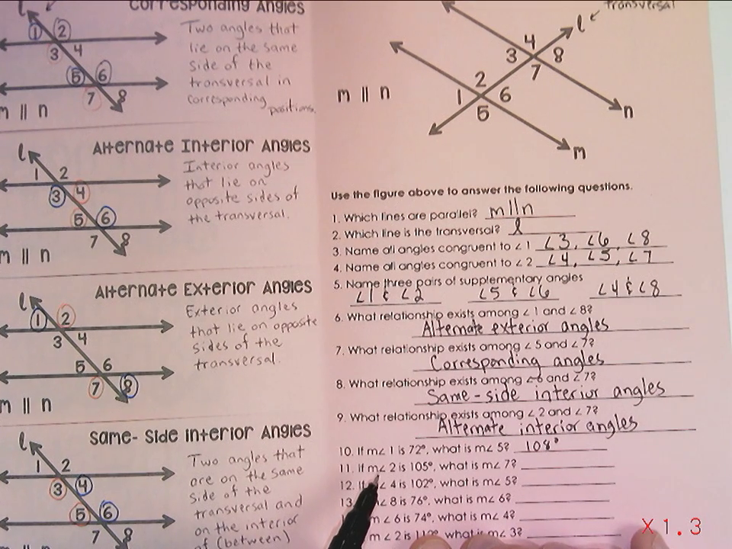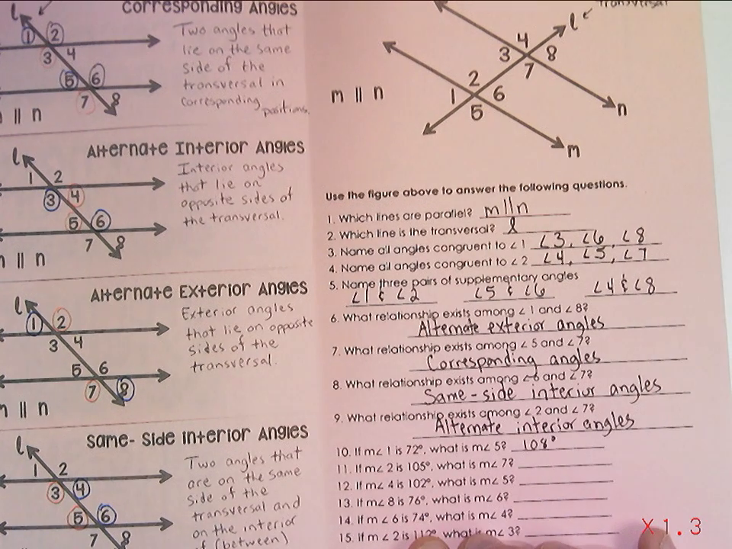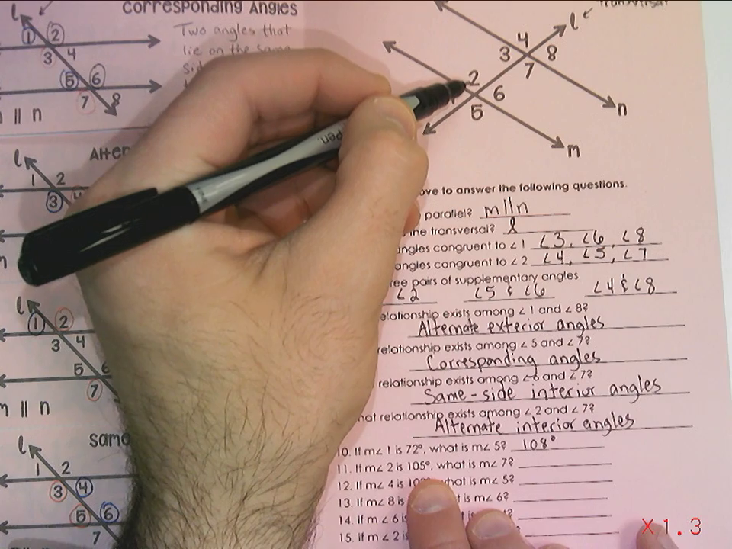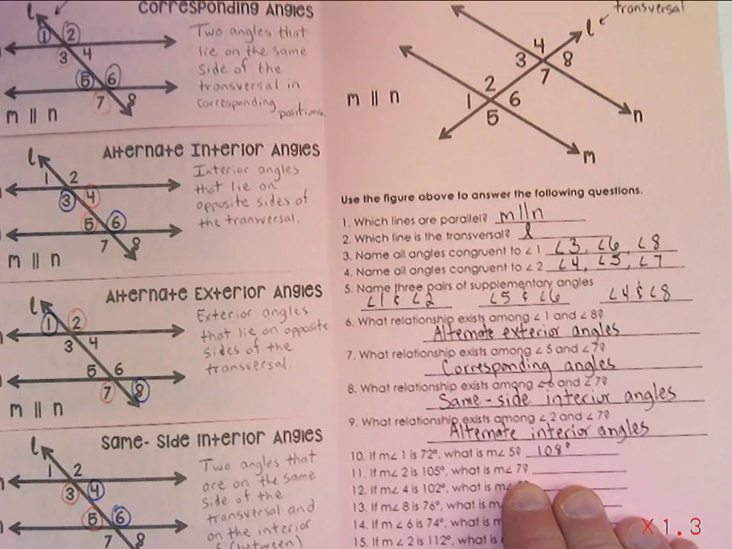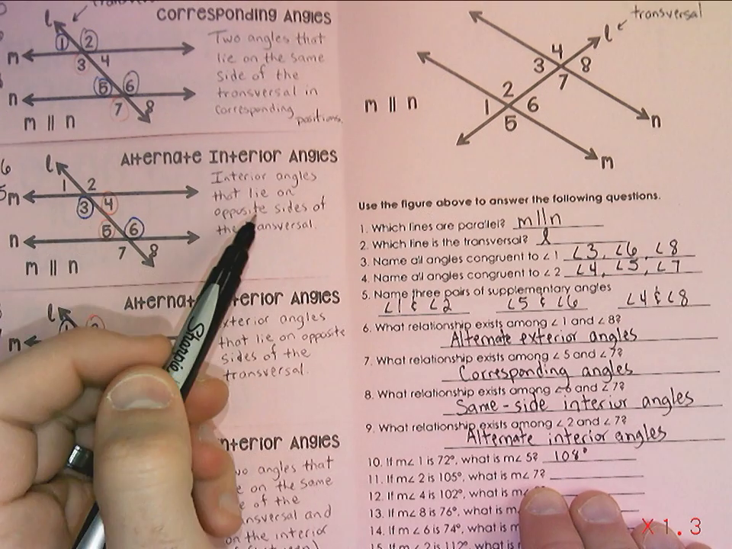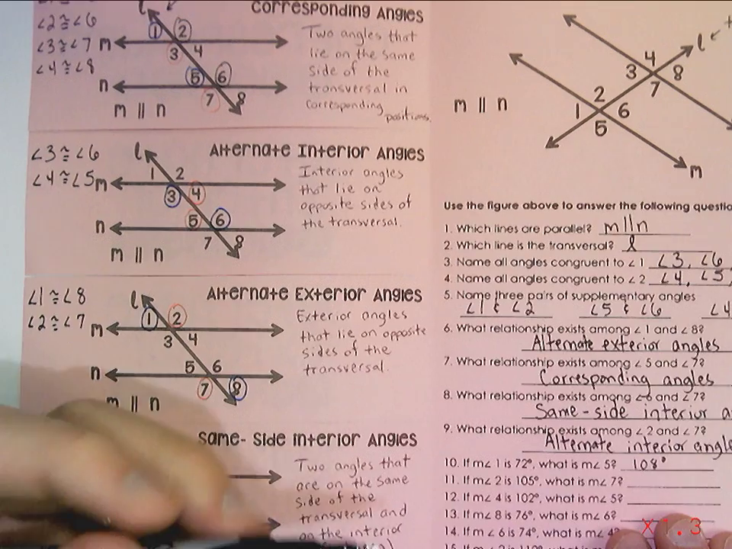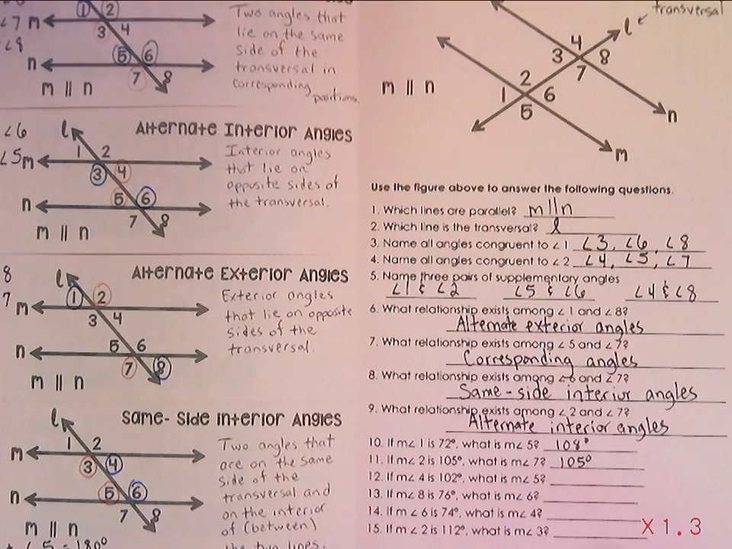Number 11 says if measure of angle 2 is 105 degrees, what is the measure of angle 7? So 2 is 105 degrees. What's the measure of angle 7? Well, what I'm noticing right away is that those are alternate interior angles. So that means that they're congruent to one another. That means they'd have the same measurement. So this has to be 105 degrees.